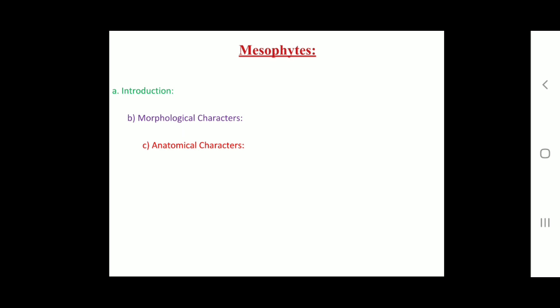Number 5, mechanical and vascular tissues are well developed. Number 6, collenchyma and sclerenchyma are the two main mechanical tissues. Number 7, at noon they exhibit temporary wilting in summer season. These are the mesophytic groups which are showing their morphological as well as anatomical characters.